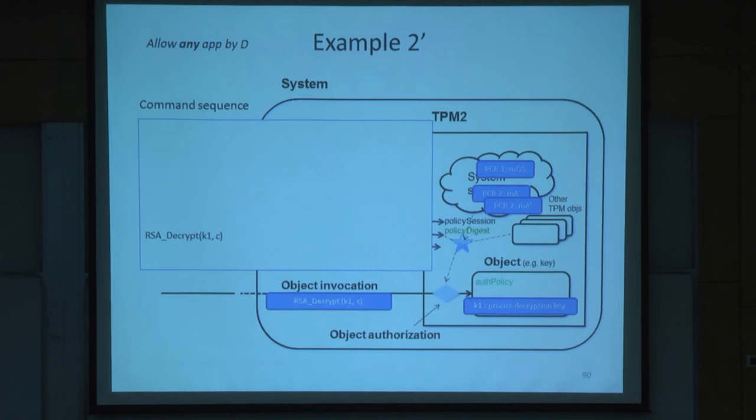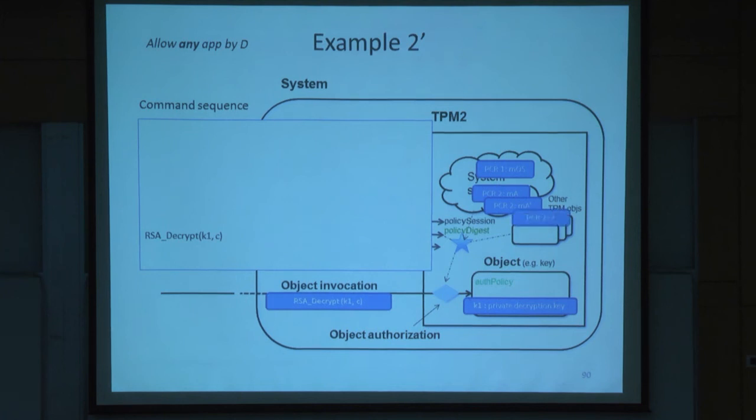Okay, so now the next logical conclusion is, what if the developer wants to say any application that he develops should be able to access this. Right? So how would we do this? Again, we have to build up a sequence of commands which will end with this last command, and it should be done in such a way that at the end of this command, whatever the policy session value, that should match the auth policy. And the person who is setting up access control should be able to choose the auth policy value so that it will match for all allowed use cases.